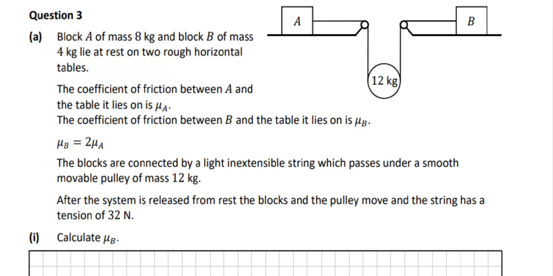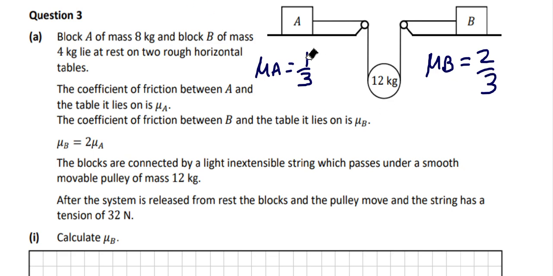Block A of mass 8 kilograms and block B of mass 4 kilograms lie on two rough horizontal tables. The coefficient of friction between A and table A is mu A. The coefficient between B and table B is mu B. Mu B is twice the value of mu A. So for example, imagine mu A was a third. This would mean that mu B is 2/3. That's all that is, the coefficient of friction.